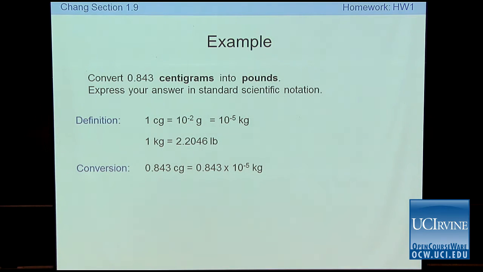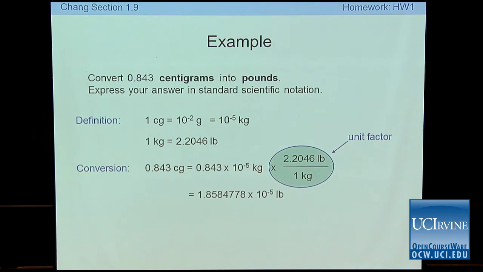Now from kilograms to pounds, using this relation right here. Kilograms has to appear on the bottom, and pounds on top in my unit factor. Okay, here it is. Pounds on top, kilogram on the bottom. Kilogram is struck out, and my answer is going to be expressed in pounds. The calculator will say this. It's a large number, and I have to check now. This one has 3 significant figures. That means the answer also should have 3. Okay, so let's do that. This is an 8. That means this 5 is going to be increasing by 1. 1.86 times 10 to the minus 5 pounds is my final answer.